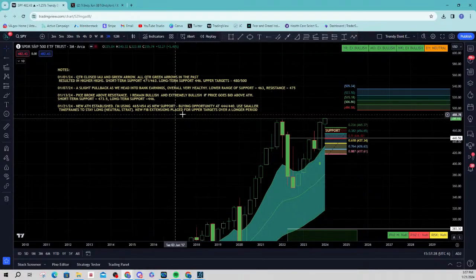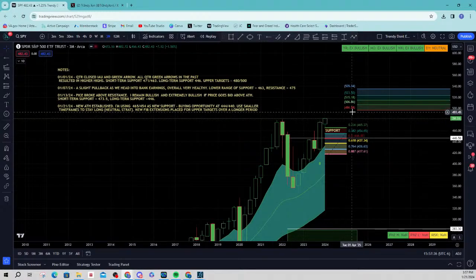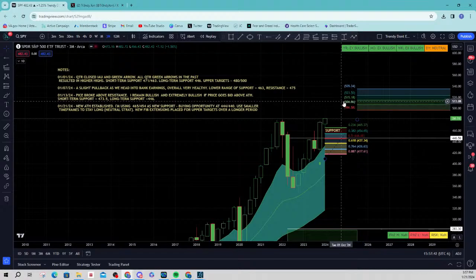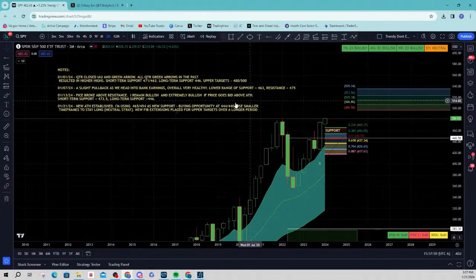New fib extensions were placed for this quarter. The reason why I use them is we did take out the all-time high. It doesn't mean we're getting there tomorrow, but I just want you to know where the longer time frames are for this potential continued move to the upside. So new fib extensions placed for upper targets over a longer period. Very important for you to understand that.